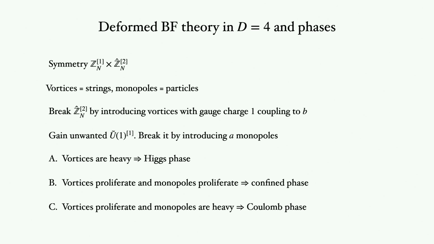And again, we gain an unwanted U1. This is similar to 3 dimensions. And we can get rid of this by introducing monopoles, because monopole currents violate this already. Now, I'll show that if vortices are heavy, we will be in the Higgs phase. If vortices proliferate and monopoles proliferate, we will be in the confined phase. If vortices proliferate and monopoles are heavy, we will land on the Coulomb phase.